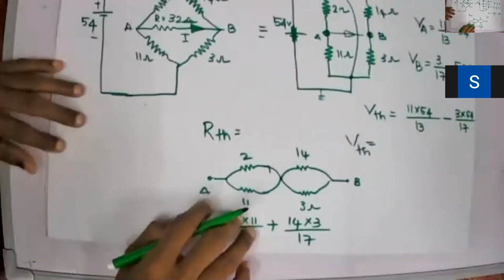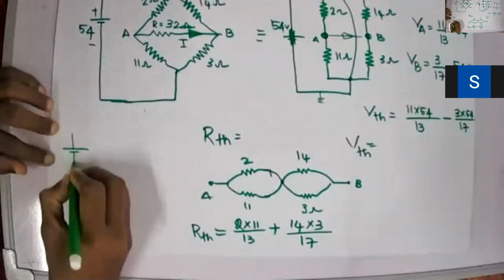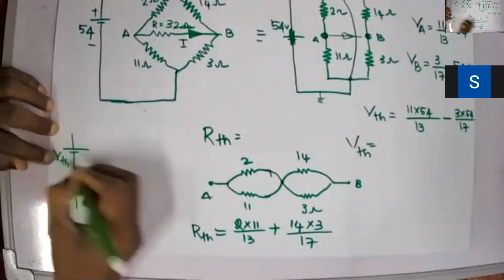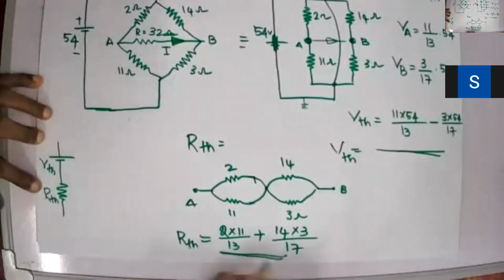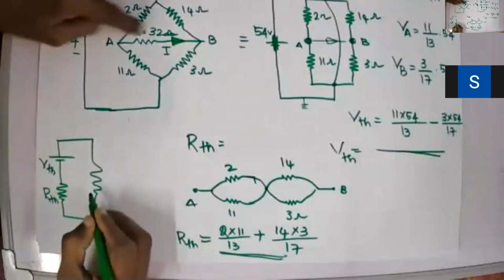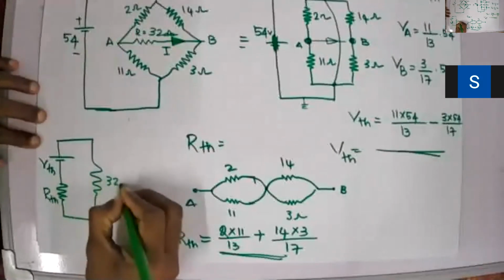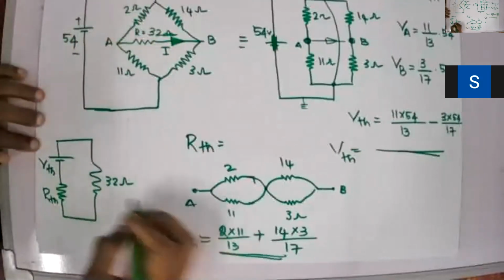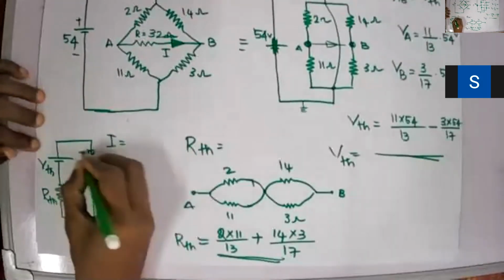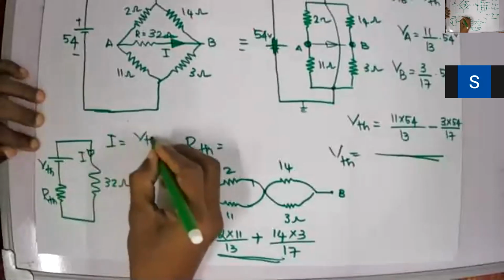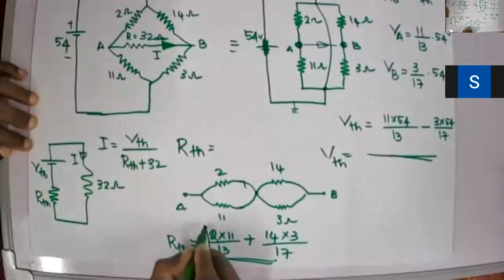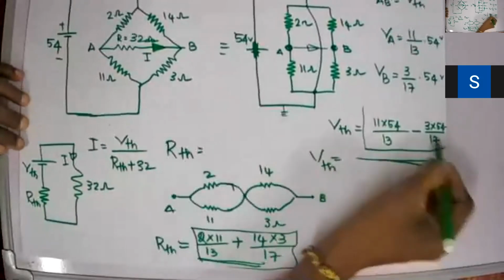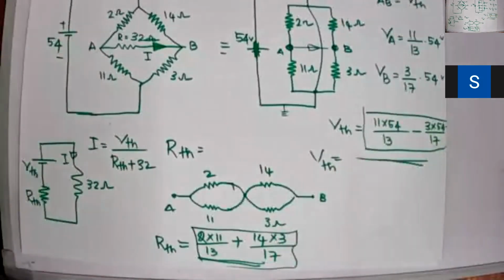So now I can redraw the equivalent circuit something like this, which will be my VTH, which is this one, and then RTH, which is this one. Then they are connected to this 32 ohm resistor. Now simply my I, if this is I, will be equal to VTH divided by RTH plus 32, where RTH is this one and VTH is this one. You can use your calculators to simplify the answers. Clear?